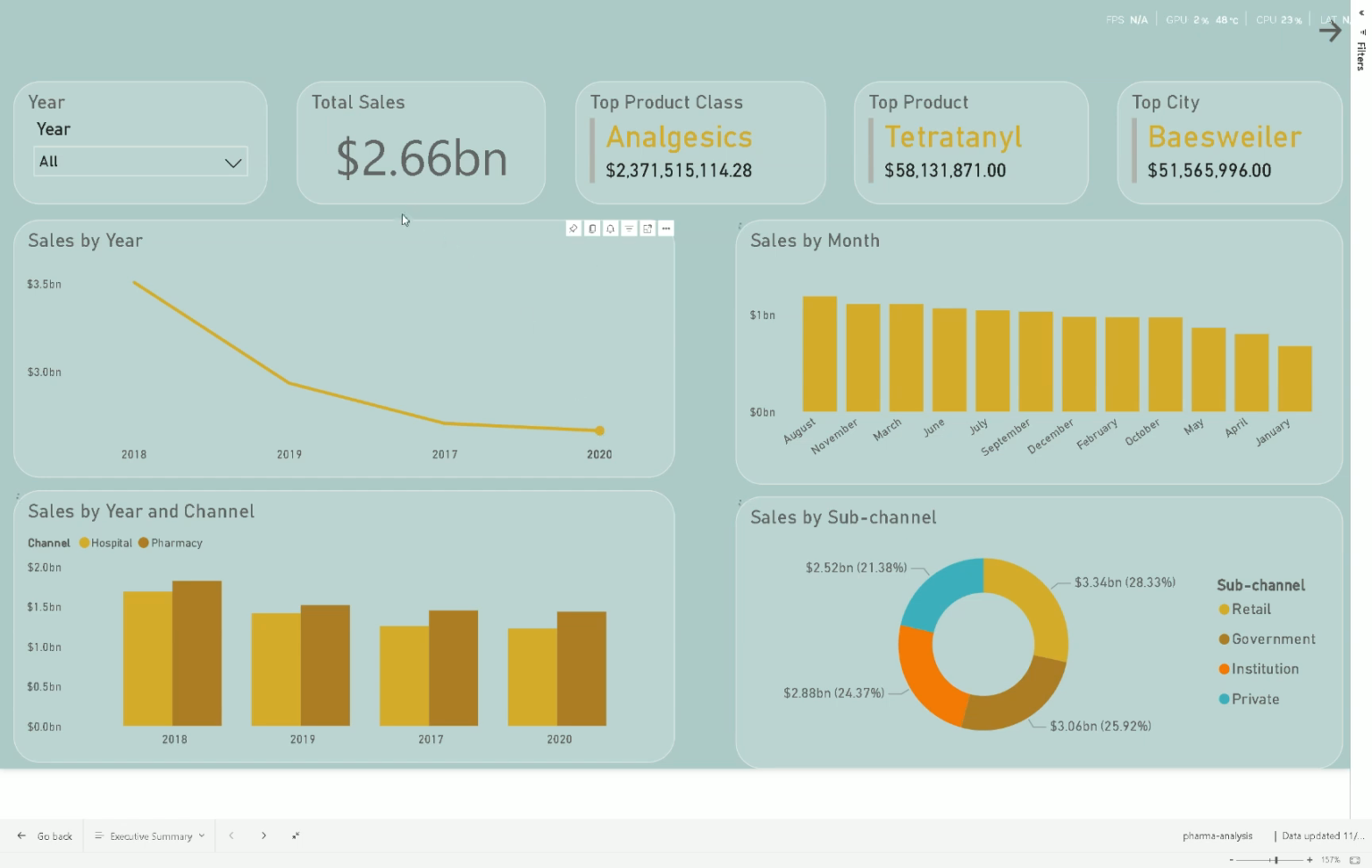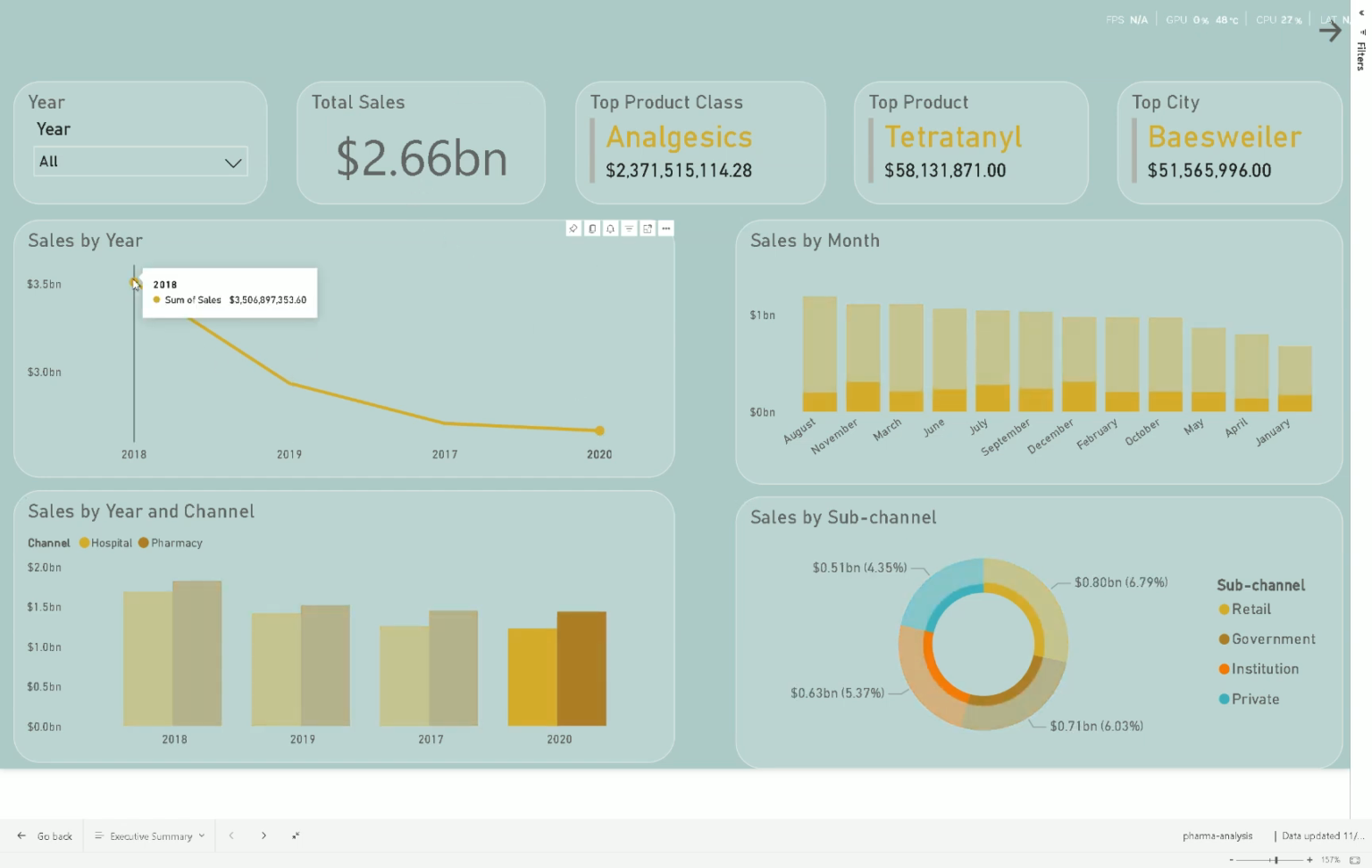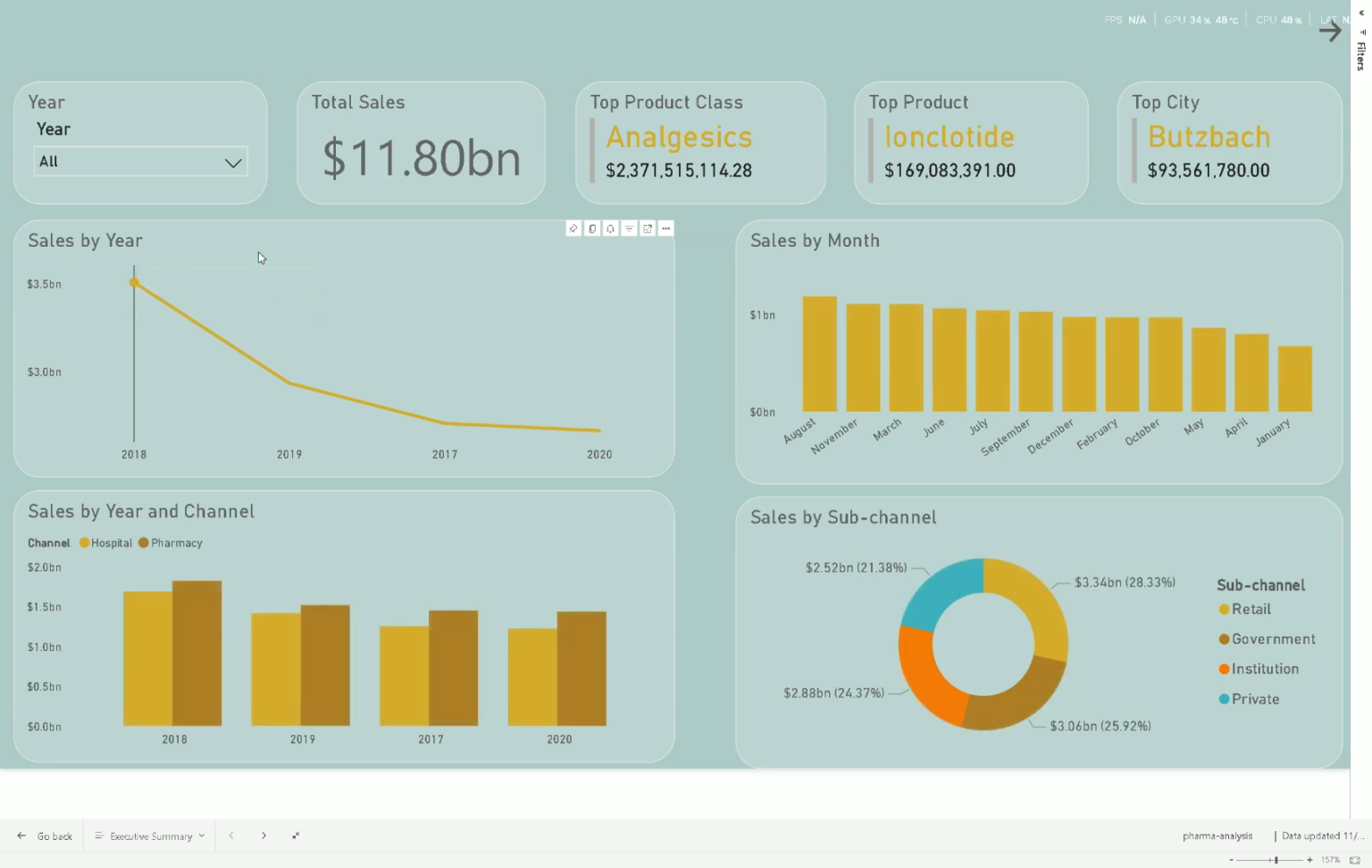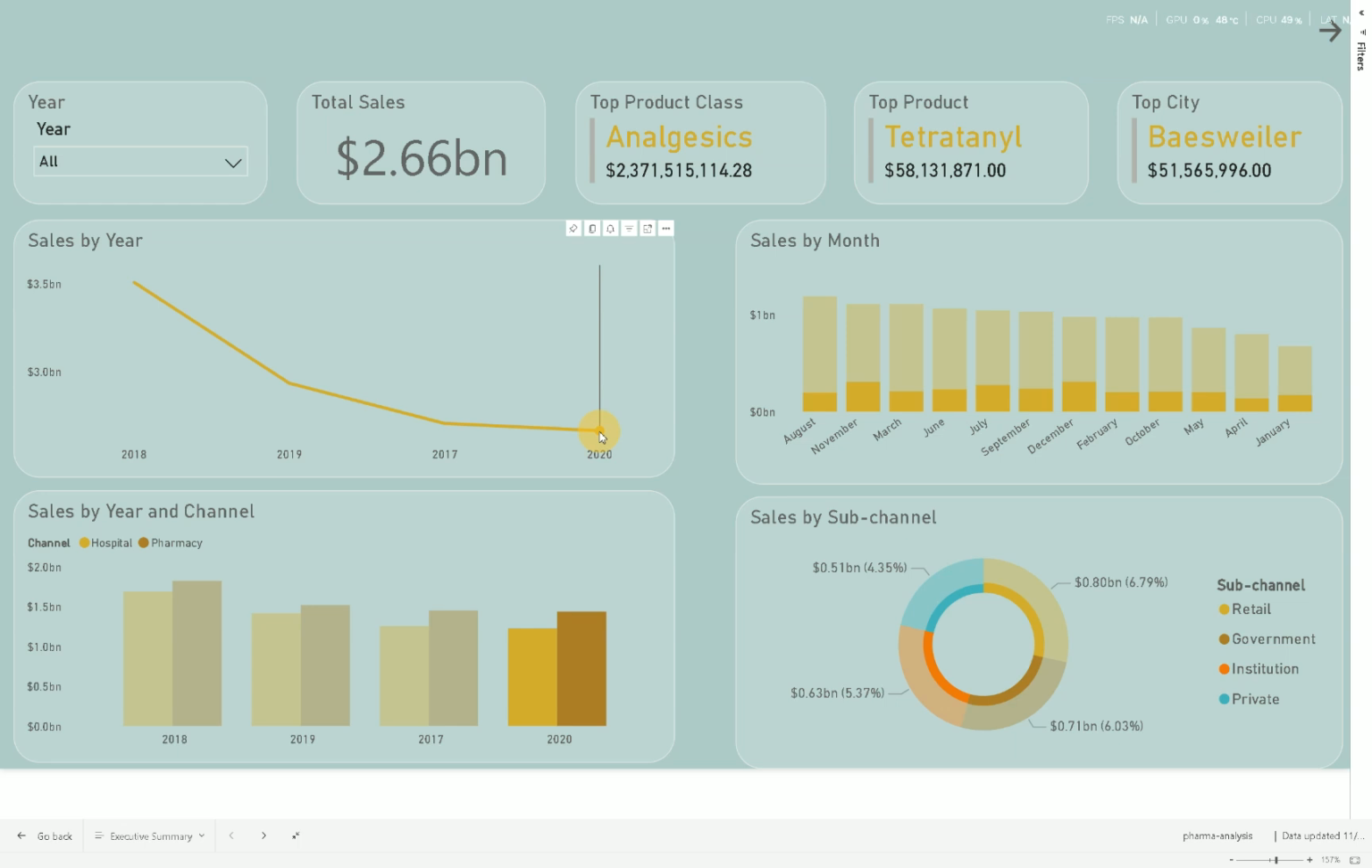Like for 2020, it is 2.66 billion total sales, but for 2018, it is 11.80 billion, which could be an indicator of increasing competition. Price pressure could be there, regulatory policy changes, or simply the seasonality of the drugs.